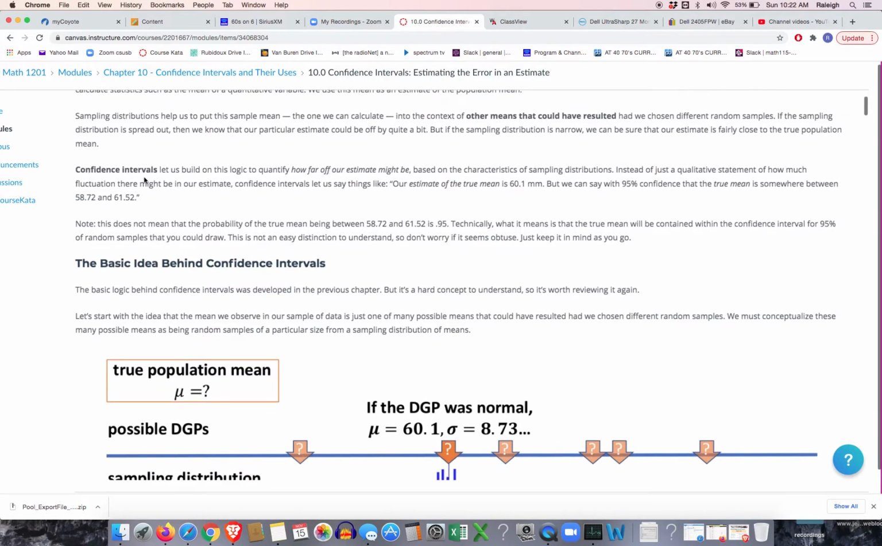But the idea of confidence intervals, and I have a PowerPoint that I think frankly is better than this. It's not as pretty looking, but I probably should just show you the PowerPoint. But anyway, maybe I'll see about doing that.